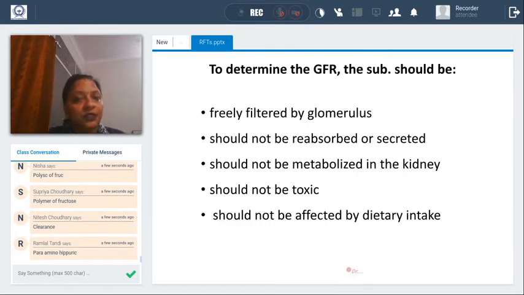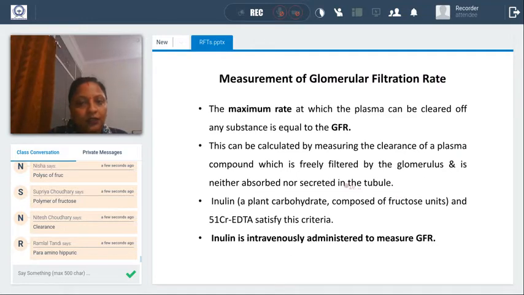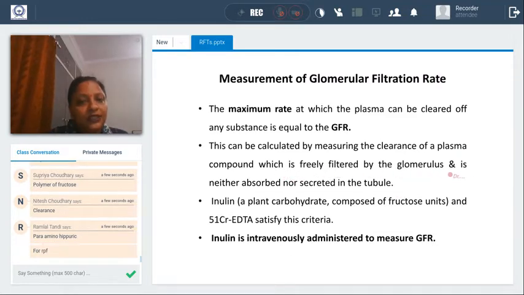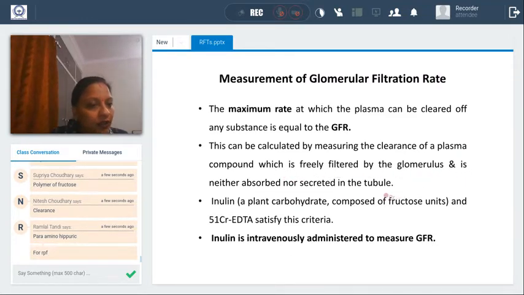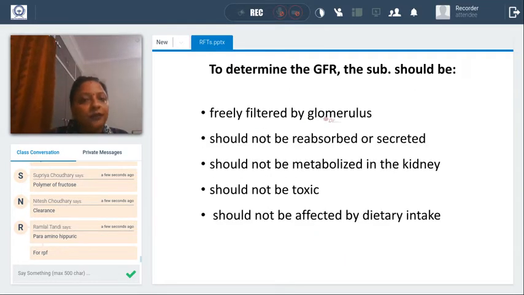To determine the GFR, the substance should be freely filtered by the glomerulus. I just told you, it is freely filtered by the glomerulus, and is neither absorbed nor secreted in the tubule. It should not be reabsorbed or secreted, should not be metabolized in the kidney, should not be toxic, and should not be affected by dietary intake. These are the qualities of the substance.